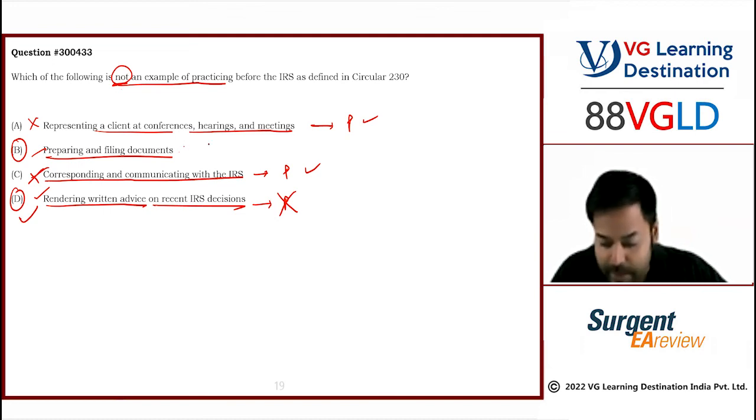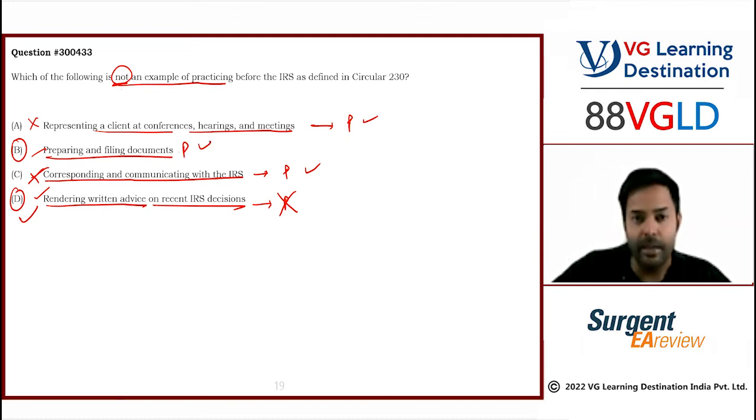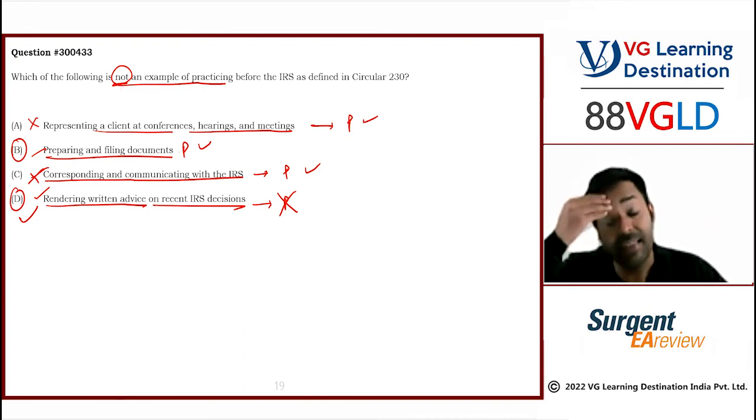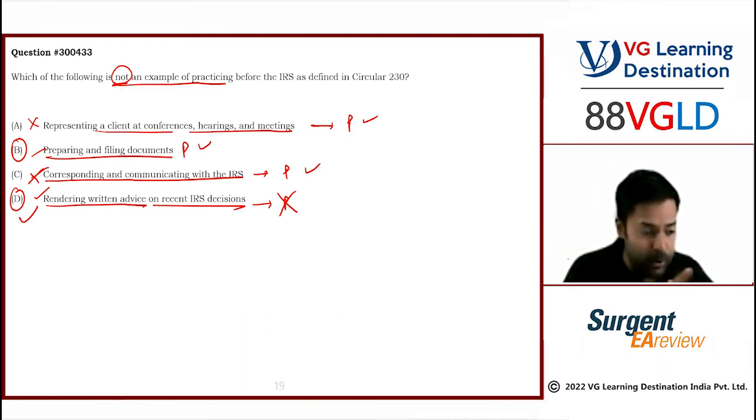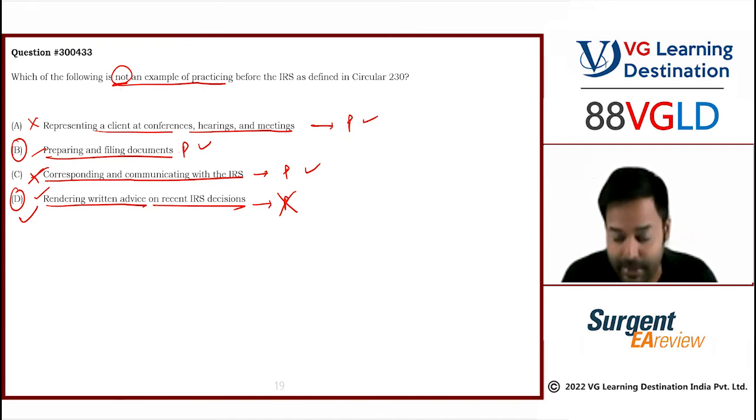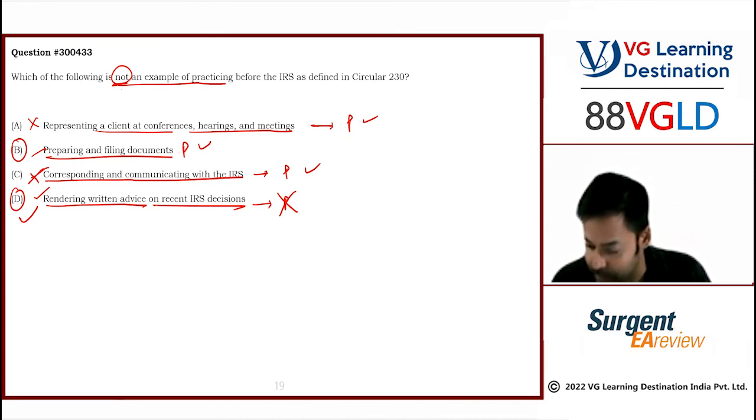So B is basically they are asking for information and you are giving the information in that case, because you're representing the client. Hence, D is the answer. Is that okay, guys?